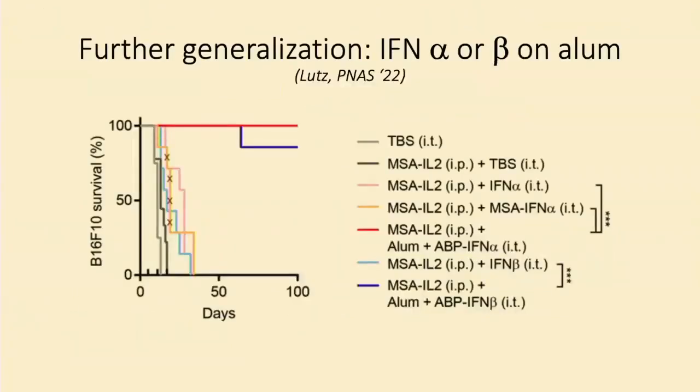Generalized a little bit further, this paper just came out this year, taking type 1 interferons and localizing them. We tried both collagen and alum. Worked better on alum with type 1 interferons than it did with collagen. I don't know why, but it did. And when we combined it with systemic IL-2, we got robust cures.